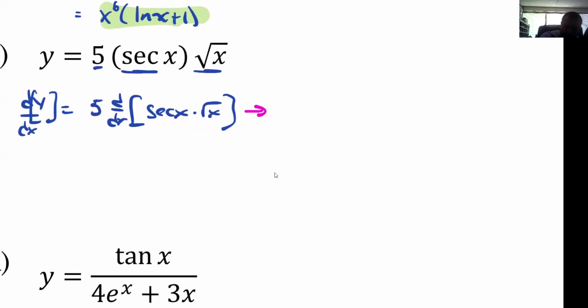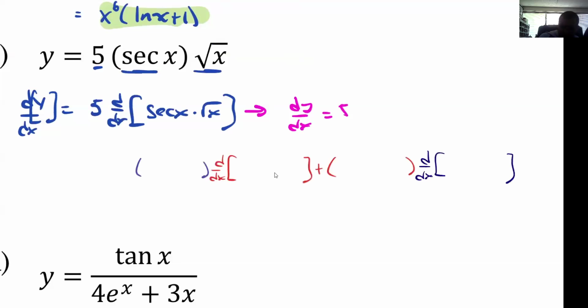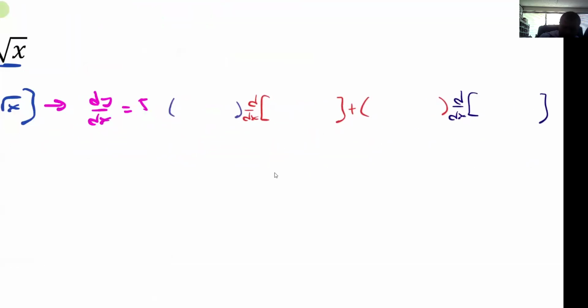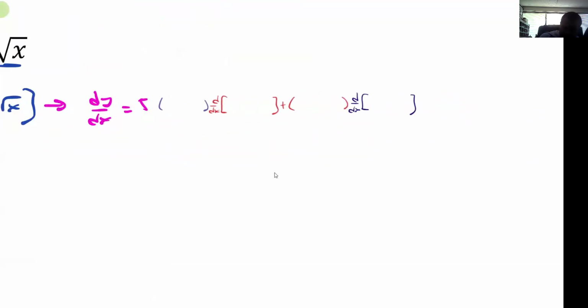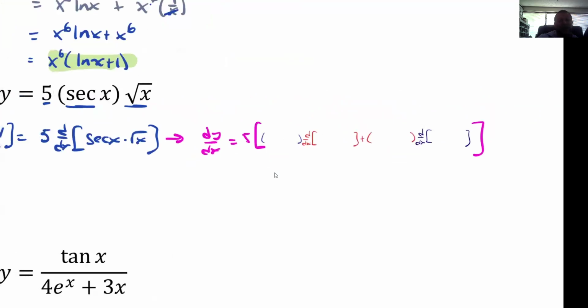All right, so that's going to give us the derivative of y, just dy/dx, equals 5. I'm going to break out our little product rule template. The thing to be a little bit careful about here is that everything in here is being multiplied by that 5 out front, just in case. You could also, if you want, treat 5 secant x as the function. Whatever works for you, you'll get the same answer.